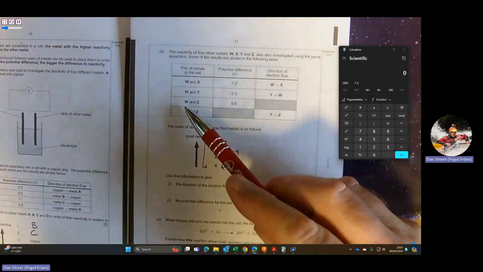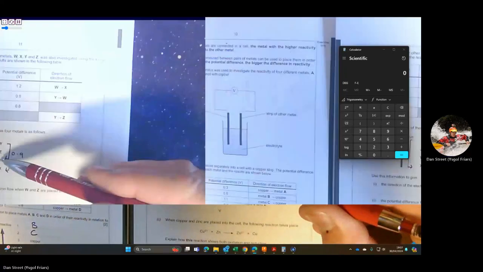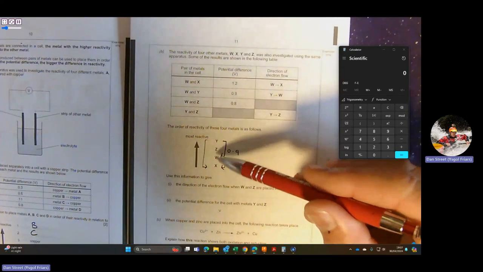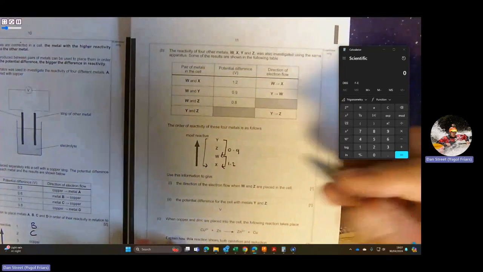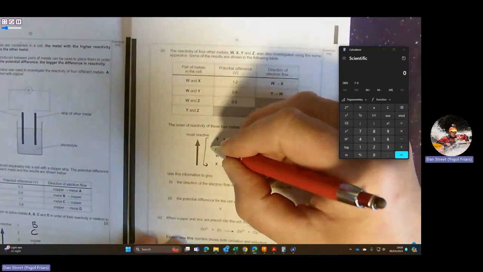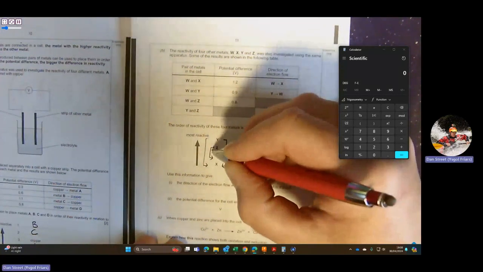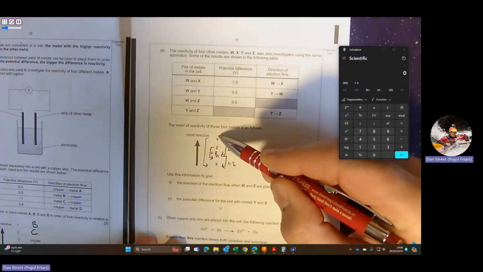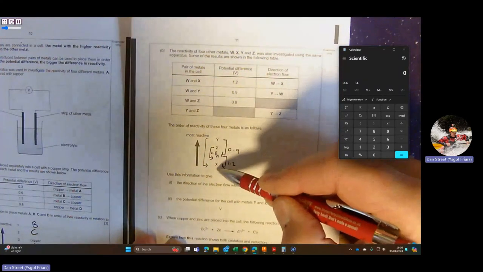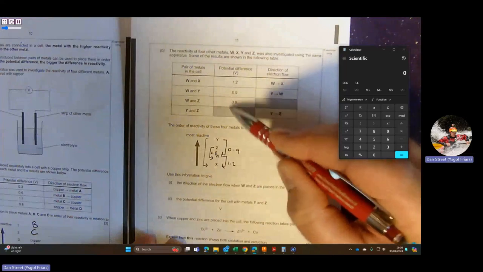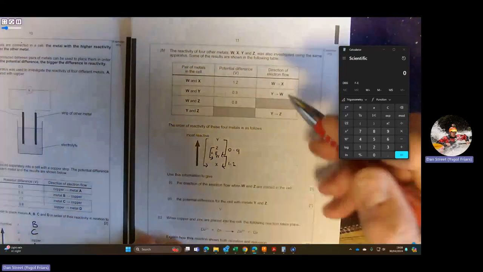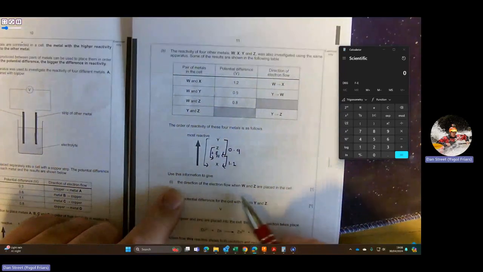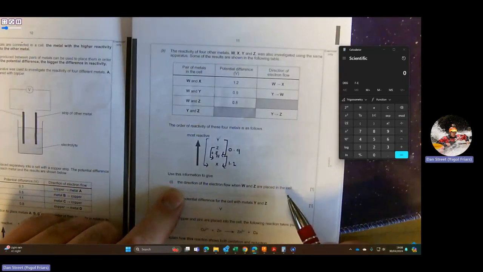And we know that W and Z is, by inference, going to be Z to W and it's 0.8. So we can work that out because the reactivity series is given to us here, and we're given the value of 0.8 there. So it uses information to give the direction of electrons when W and Z are placed in the cell.